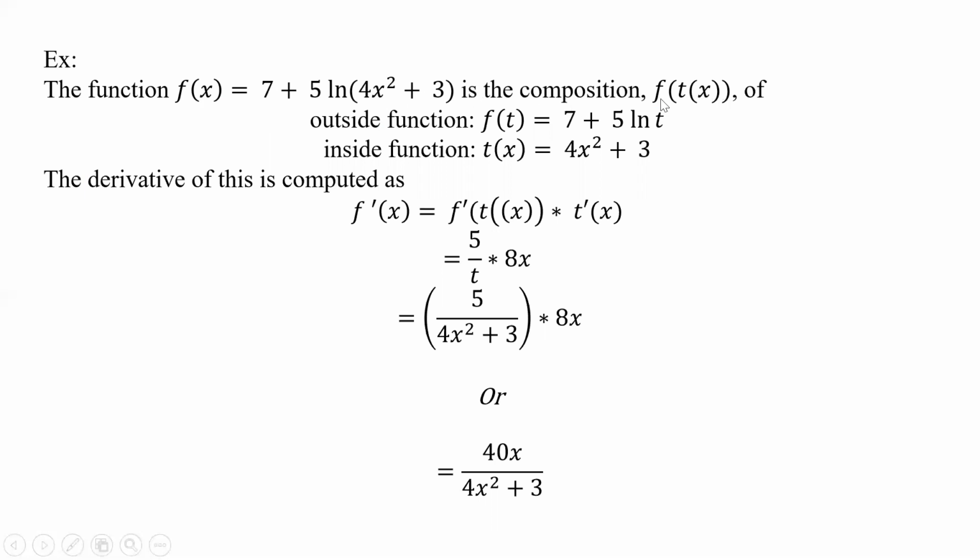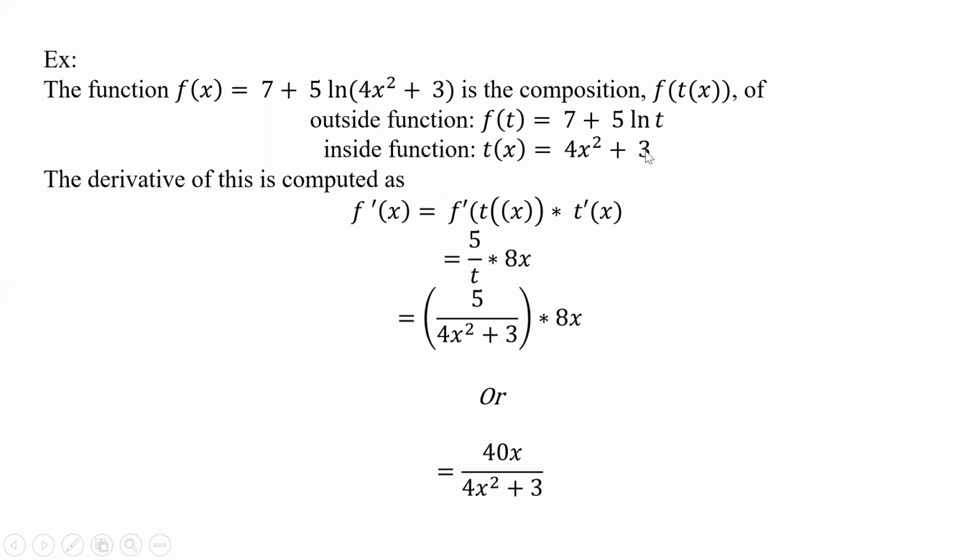So, it says it's going to be the composition of f of t of x. Okay, so f of t is going to be our outside function. So that's going to be the long thing. So that's going to be 7 plus 5 ln, and because we're saying it's of t, we have t. Now we said this was the inside function, which is the t of x. So t of x is just equal to 4x squared plus 3.